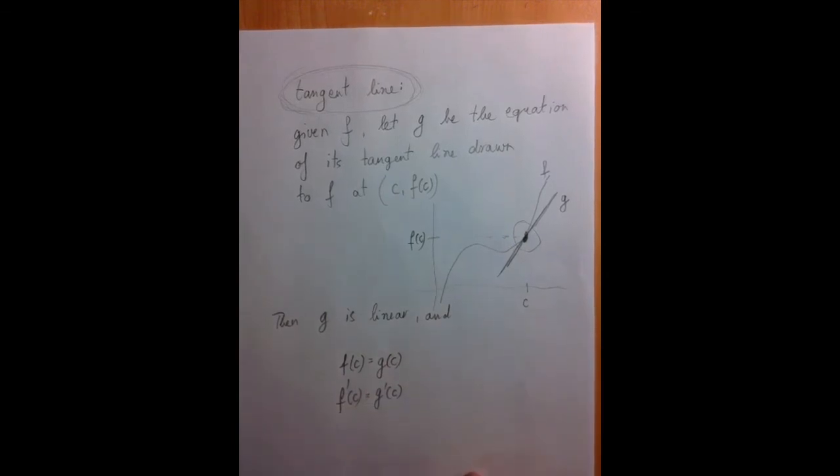And so the tangent line is the simplest function that does have the same function value and the same derivative at that point. And so oftentimes you're going to have two unknowns, and these are going to give you the two equations. So keep that in mind.